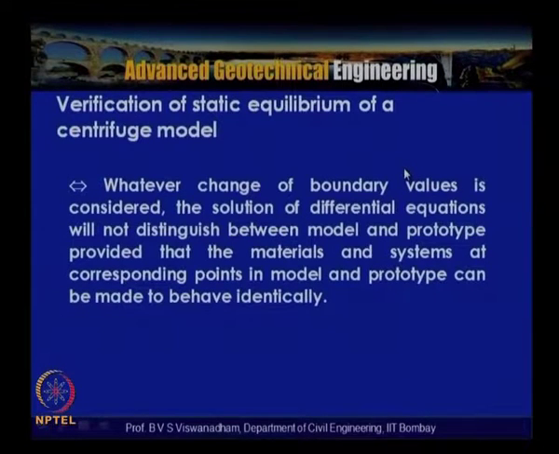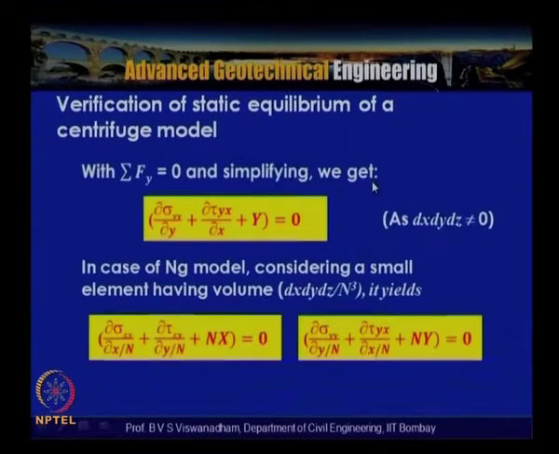Now, if you look into the previous expression, by simplifying this the n will get cancelled, since n cannot be equal to 0. So dou sigma x by dou x plus dou tau xy by dou y plus X is equal to 0, and dou sigma y by dou y plus dou tau yx by dou x plus Y is equal to 0. So these equations we have got for the prototype are analogous to the ones we have got in the centrifuge model. This indicates that the centrifuge based physical model satisfies the static equilibrium conditions existing in the equivalent prototype.